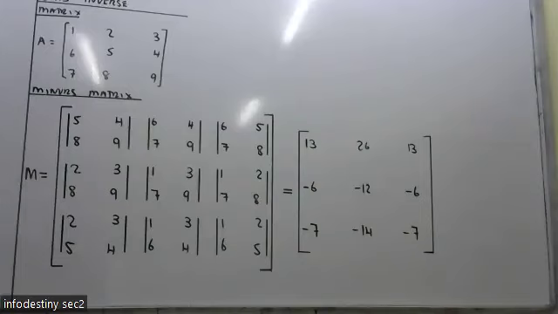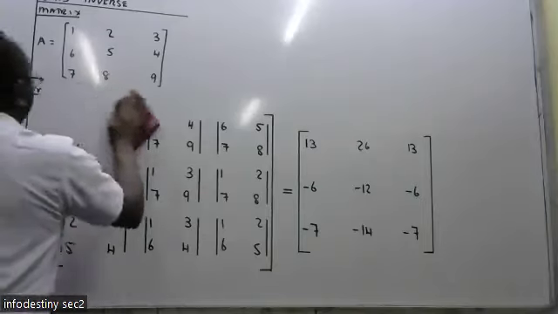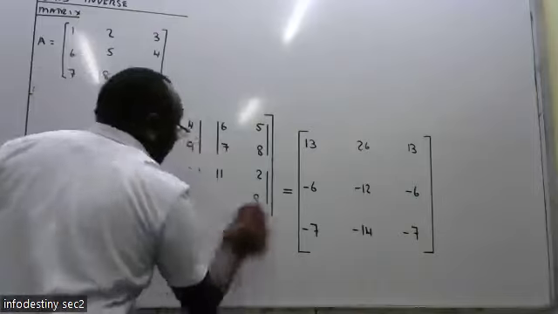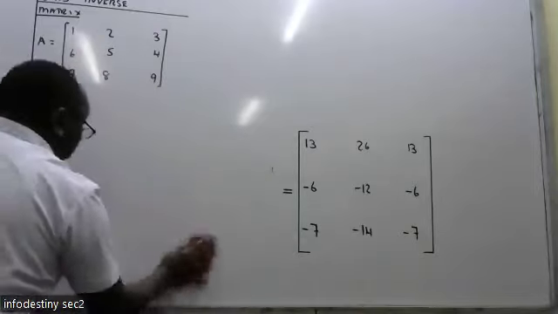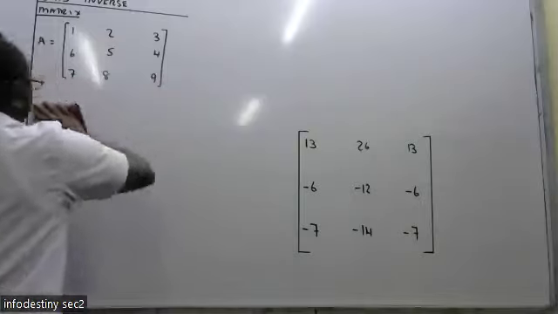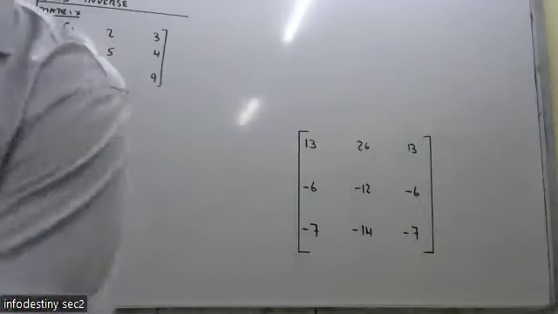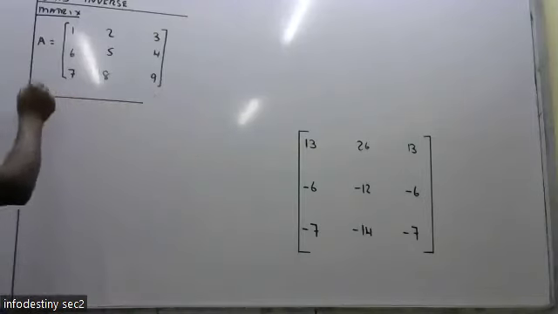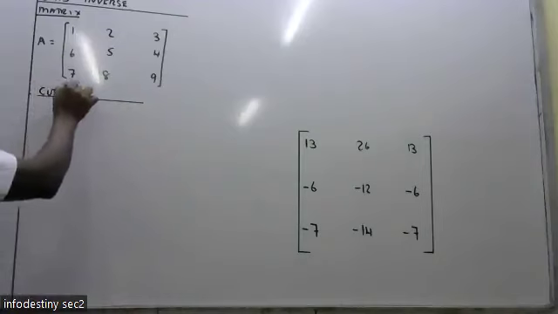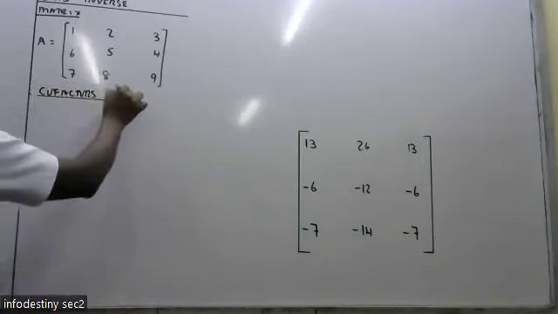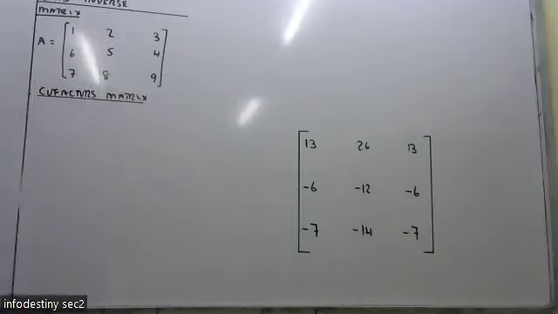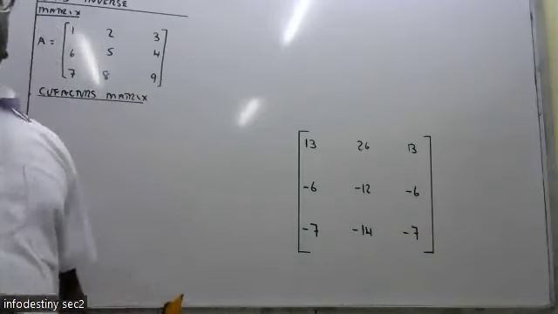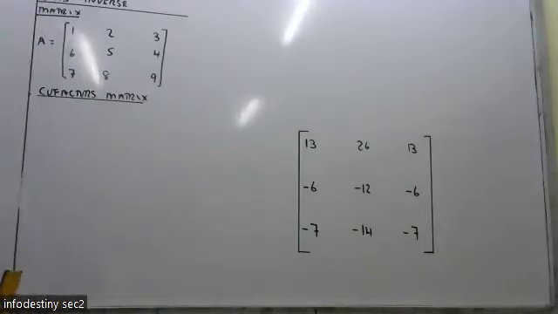Get through? Now after that, step number 2, nakuanga kutengeneza something called minus matrix. Not minus, cofactors matrix. Cofactors matrix. Now, cofactors matrix, it is simply obtained by signing this one.